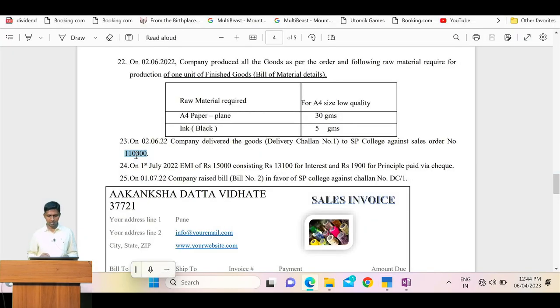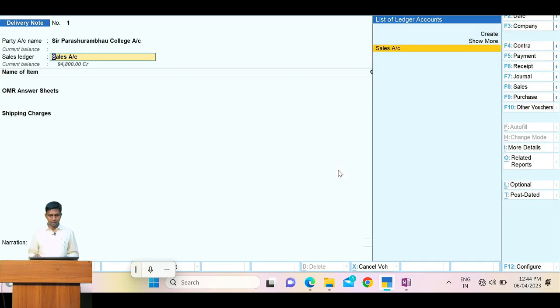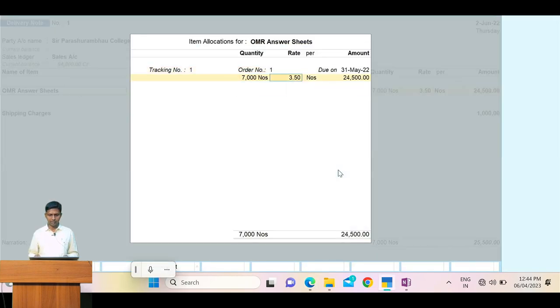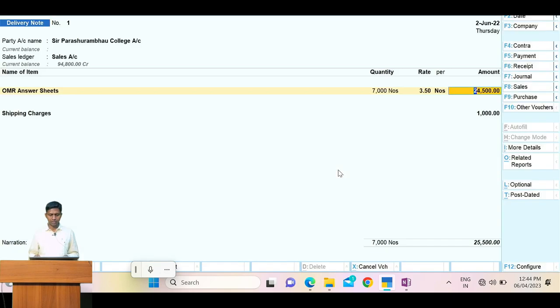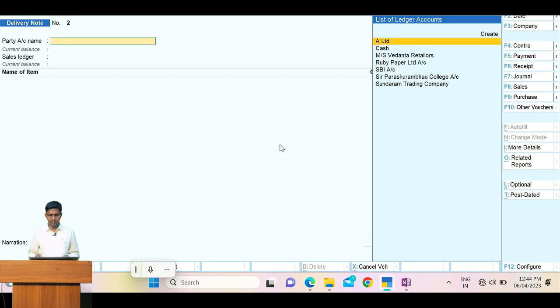Enter the number, vehicle and all, we don't know, we are delivering. Have they given any information about the vehicle? Just check the audio, I'm talking slowly. Motor vehicle, no, yes, enter, and then this sales, correct, delivery note in sales, OMR sheets you are sending, 7000 you are sending. No need to change the rate because in the order we got 3.50, that is correct, and shipping also 1000 you are going to get, that is also correct. Just deliver the goods by delivery note, no need to change, check the date, everything is perfect, enter, accepted.